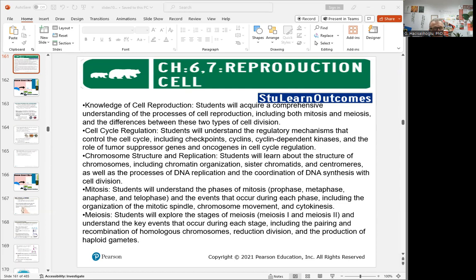Today's topic is reproduction of cell. These are chapters 6 and 7 from the book Concepts of Biology, the orange OER book. This is module 2. In module 2, we are going to start with chapters 6 and 7, reproduction. Then we will continue with inheritance, which is Mendelian genetics. And then we will finish module 2 with gene to protein, gene expression.